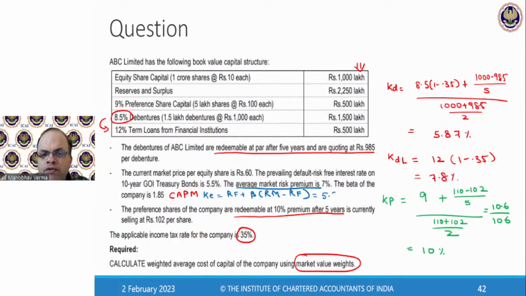Hence, it will be 5.5 plus 7 into 1.85. What are we getting? 7 into 1.85 plus 5.5. I think we are getting the cost of equity using the CAPM as 18.45%.